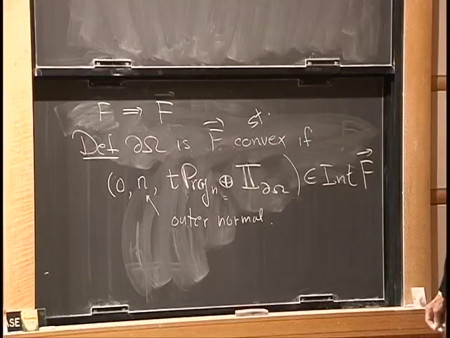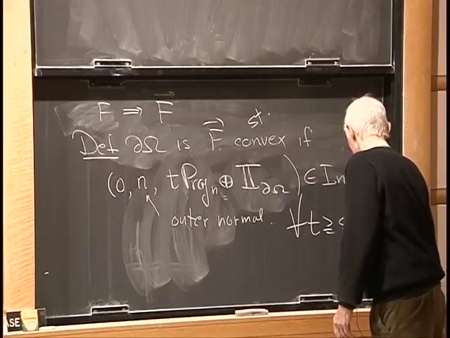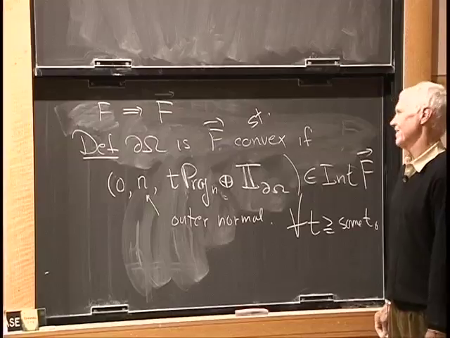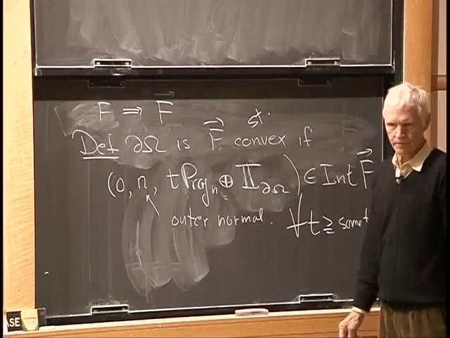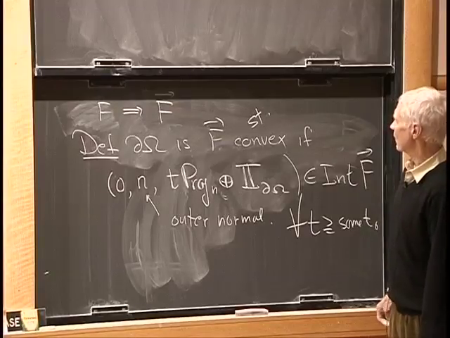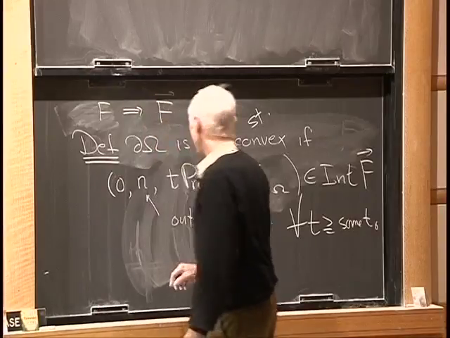When you write the normal, you just mean the dual one form with its index lowered? Yeah, I mean the unit, yes, right. I mean the dual one form. That's right. So this is actually very computable.